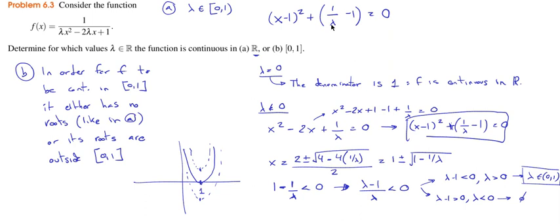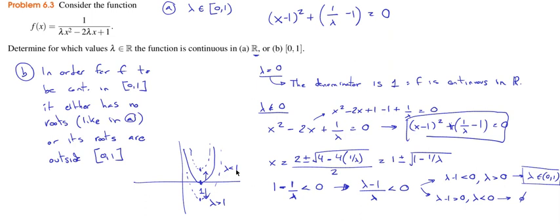Then if lambda is greater than 1, then this will be negative. 1 over something that's greater than 1 will be smaller than 1, minus 1. It will be negative, so then we have this, okay? So lambda greater than 1. And then if lambda is smaller than 1, then we have this. Lambda smaller than 1.